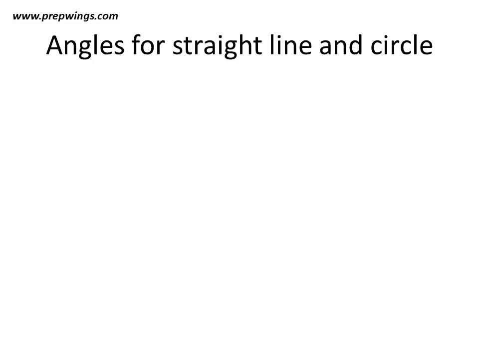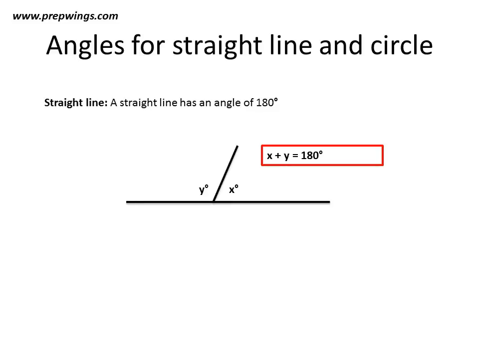Okay. Now we'll look at angles for straight line and circle. In a straight line, the angle is 180 degree. So over here, a straight line is shown and two angles x degree and y degree are created on the straight line. So x plus y is equal to 180 degrees. A circle has an angle of 360 degree. Okay, so a straight line has an angle of 180 degree and a circle has an angle of 360 degree. Okay, so this is all about the basics of geometry.